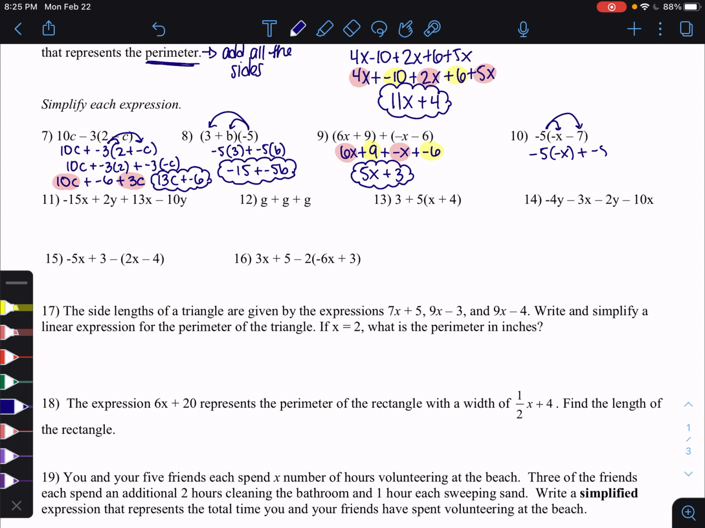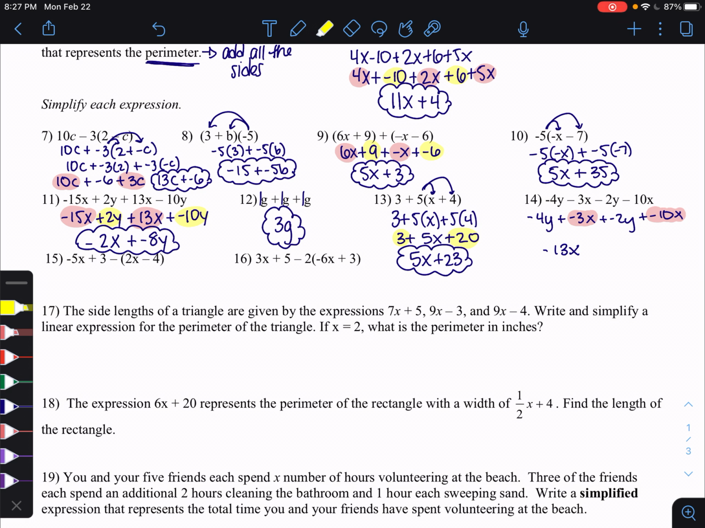In number 14, I'm just going to rewrite it all as addition. So plus negative 3x plus negative 2y plus negative 10x. I'm going to do x's first because the alphabet says x comes first. So I've got negative 3 plus negative 10. That's going to be negative 13x. And then I've got negative 4 and negative 2. That's going to be a negative 6y.